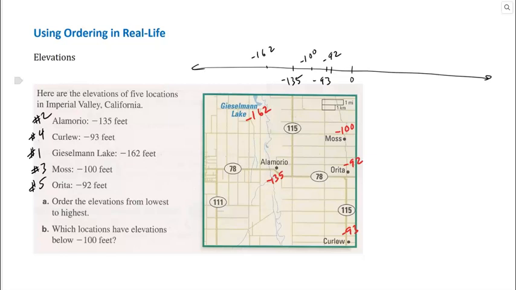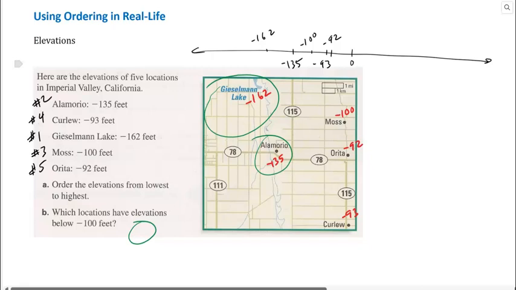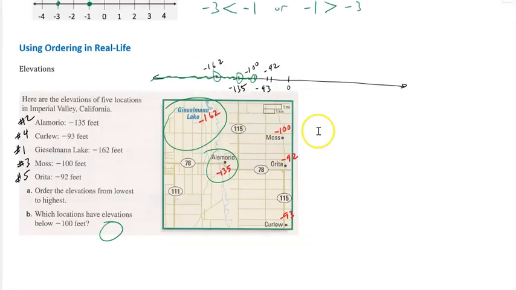And then the last question, which locations have elevations below negative 100 feet? Below negative 100. Well, there are only two that have elevations below negative 100, and we'll circle those. That would be Alamorio and Gieselman Lake. Those are both below negative 100 feet. Here, right? Because here is negative 100. And everything below that would be this direction. So that would include Gieselman Lake and Alamorio.